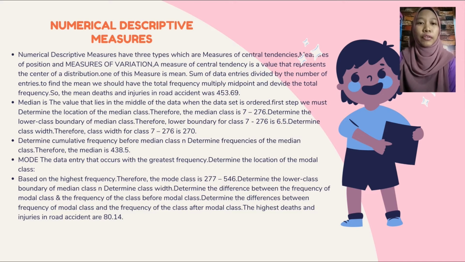Determine the location of the modal class based on the highest frequency. Therefore, the modal class is 277 till 546. Determine the lower class boundary of the modal class and determine the class width. Determine the difference between the frequency of the modal class and the frequency of the class before it, and the difference between the frequency of the modal class and the frequency of the class after it. The highest deaths and injuries in road accidents are 80.1.